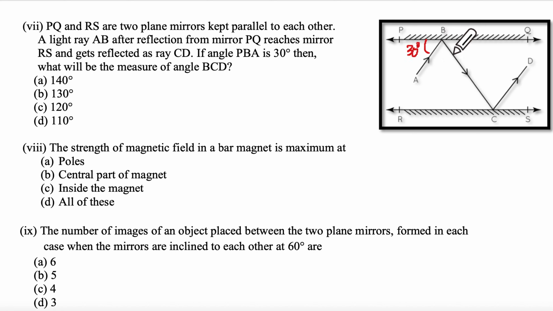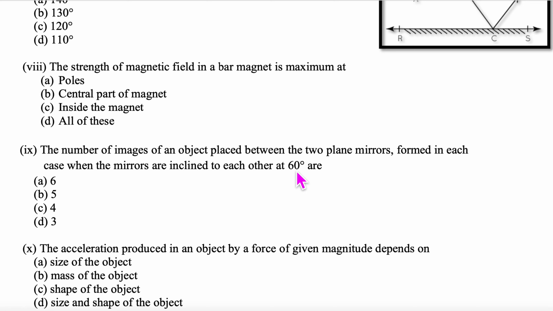They are saying so. If this is 30, then this is going to be 60. So this will be 60, so this will be 30. Then here we have alternate angles, so this will be 30. They are asking for BCD. So this will be 60, this will be 60, this will be 30. BCD will be 120.